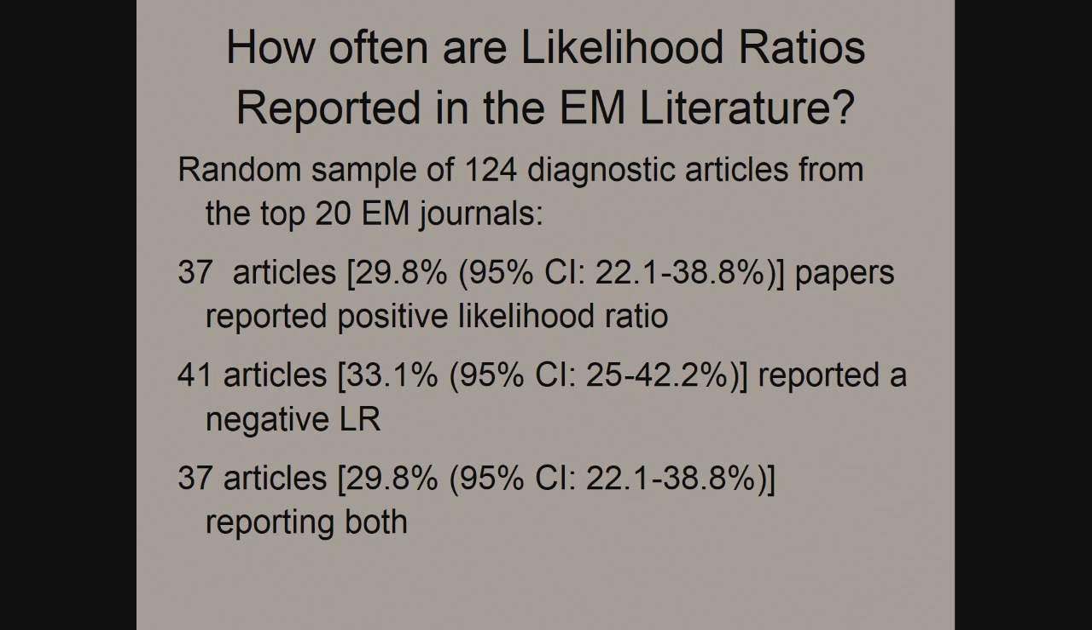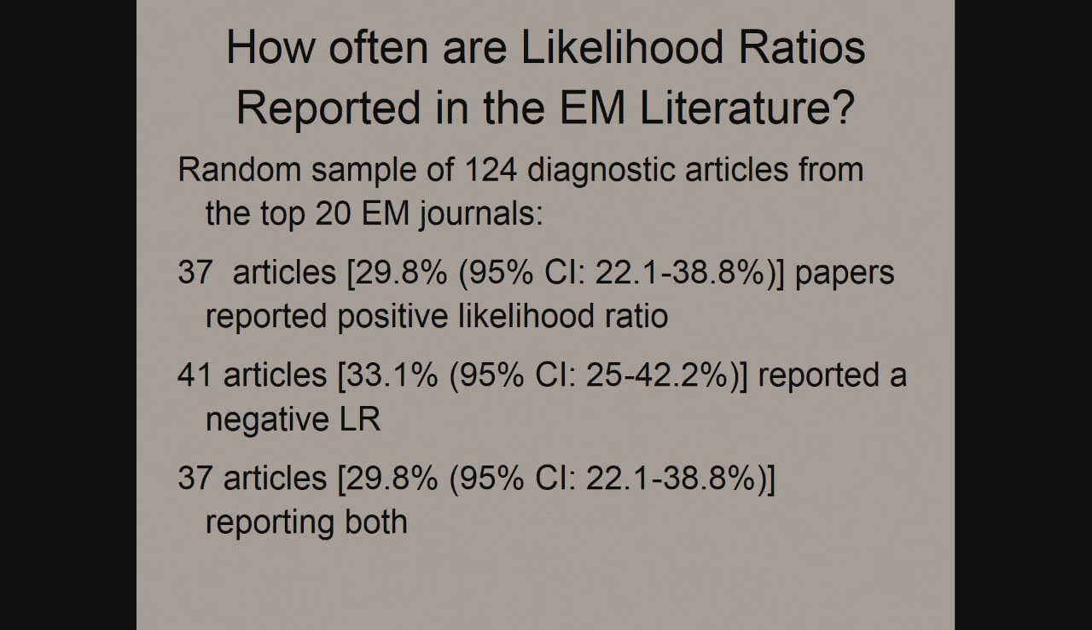So what we did is we took the top 20 emergency medicine journals, so that's most emergency medicine journals. We randomly sampled articles from them. We have 124 articles that are representative of the population of diagnostic studies in emergency medicine. And then we categorized them by hand. We extracted 2x2 tables from every single diagnostic study in this sample, and we calculated sensitivities and specificities, and we see what the paper reports.